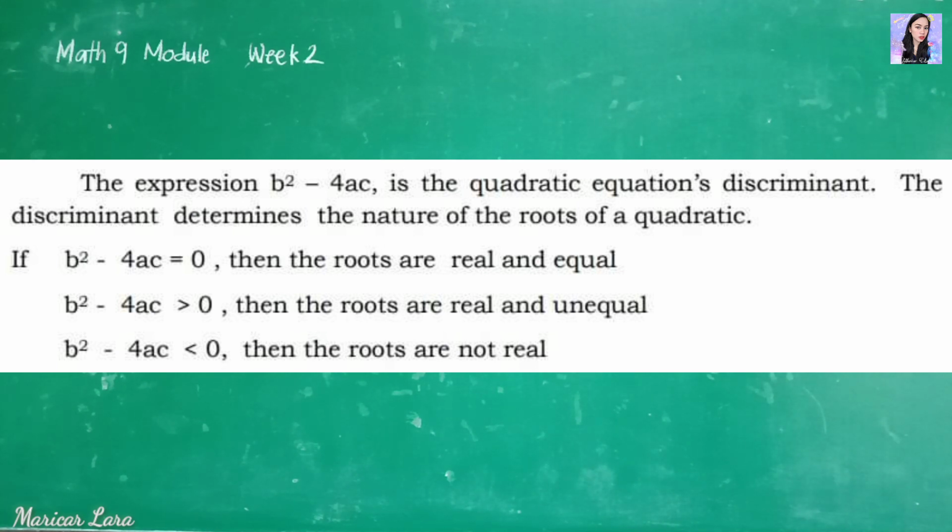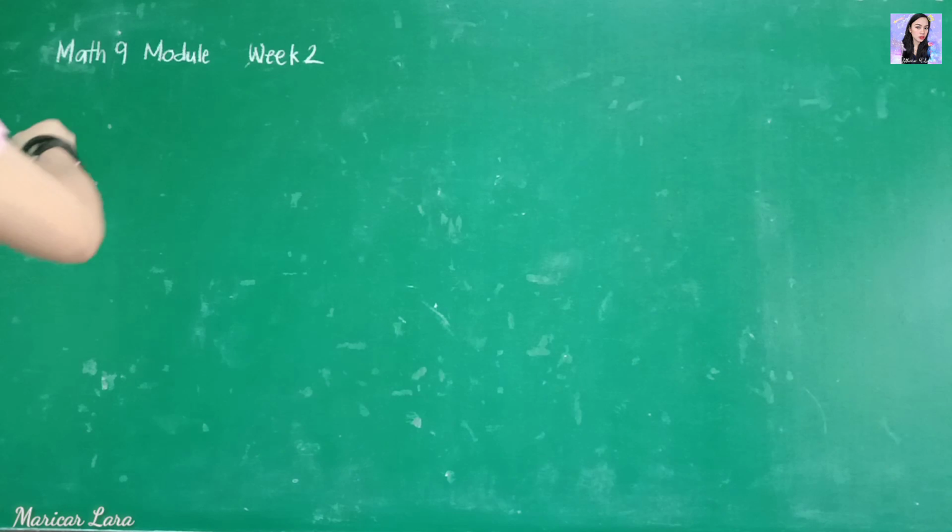And lastly, if b squared minus 4ac is less than 0, then the roots are not real. So, kapag negative siya, ibig sabihin ng kanyang nature ay not real. So, try natin magkaroon ng example. So, let's have example.